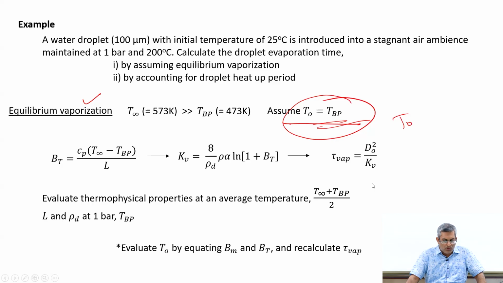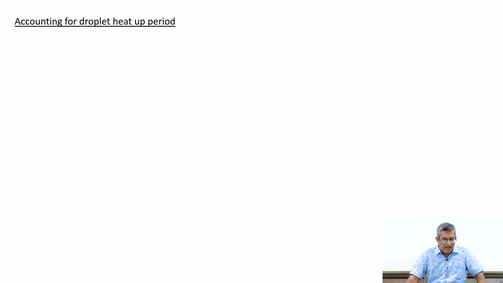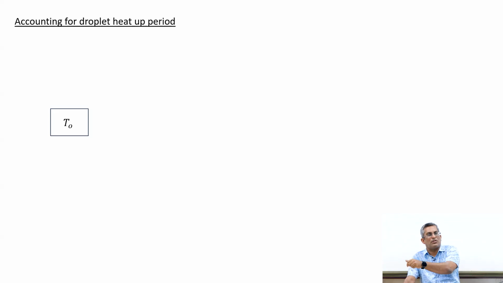Now let's go to the next part, that is, how do we account for the droplet heat up period? So now this requires some calculation, as we will see, and it is quite interesting also. So first, what is given is the temperature. Now you need to know how this temperature changes with time. The expression that I gave a few slides ago, the rate of change of temperature itself depends on Q naught and G naught. So you need to evaluate these two, and that is what we will do.